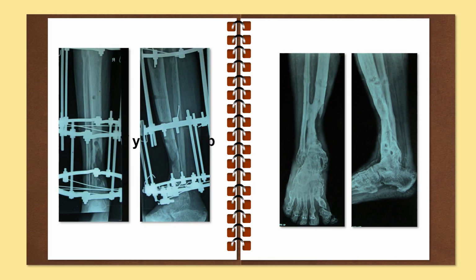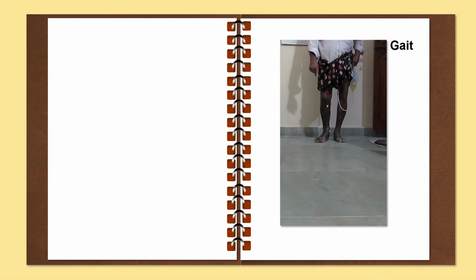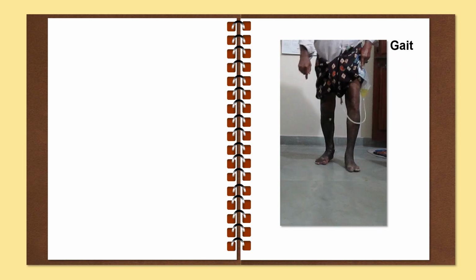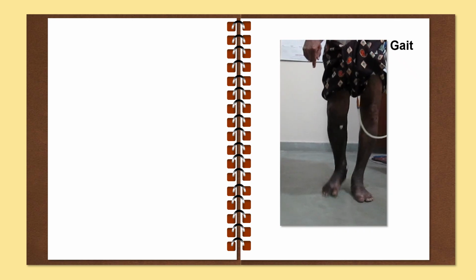This was the presentation before applying the Ilizarov fixation, and on the right side is a final picture after 2.5 years of primary injury. You can see the ankle mortise is very much horizontal to the ground. At the end of 2 years, this is the gait. The patient is walking independently without pain.